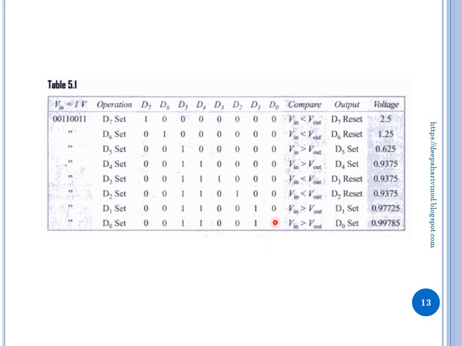The last one is D0 is 1, so Vin is greater than Vout, so D0 is retained in the set condition. The corresponding output voltages are here, and the given input voltage is 1 volt, so that is the corresponding output voltage.